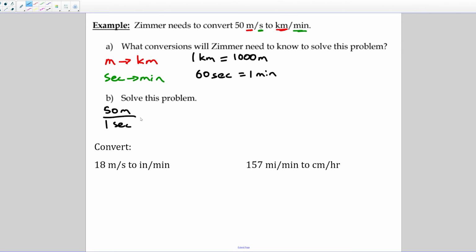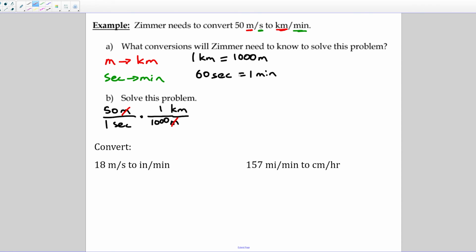Now it's up to you to decide whether or not you want to get rid of the meters first or the seconds first. Following our work in the past, let's get rid of the meters. So we can see here that since we have meters on top, we want meters on the bottom, which leaves us with kilometers on top. We know that 1 kilometer is the same thing as 1,000 meters. Let's go ahead and get rid of meters here and there, leaving us with kilometers on top, which is exactly what we want.